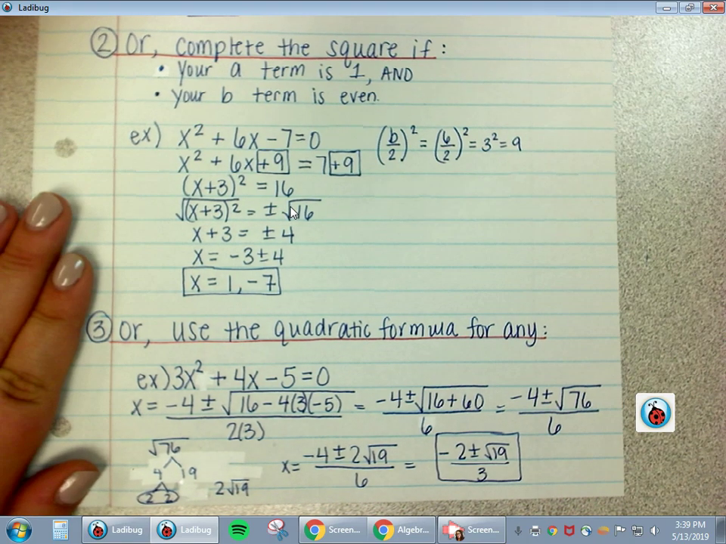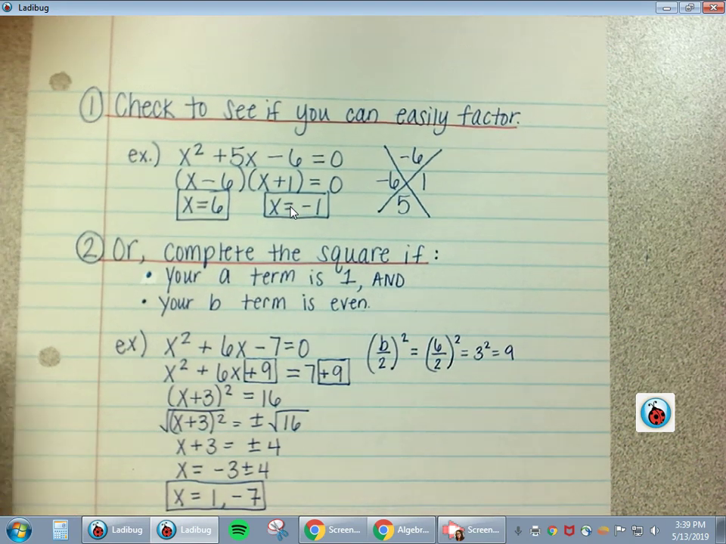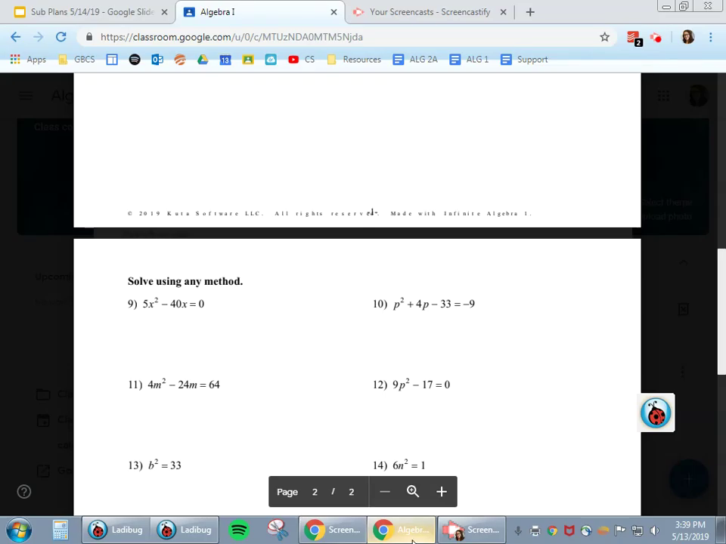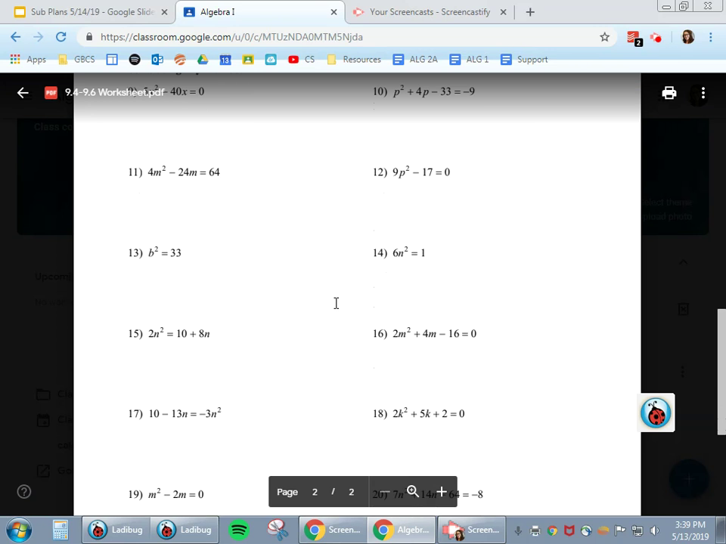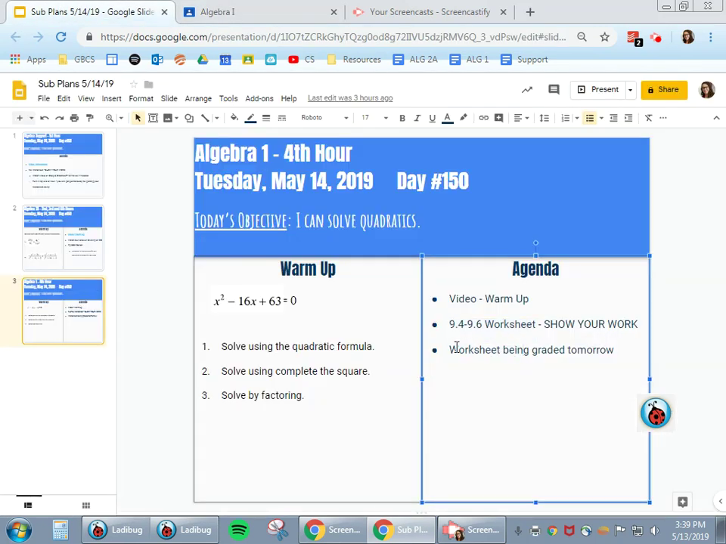So you can use this sheet that I'll post online to help you throughout the worksheet that you're doing. Again, this worksheet is what you're working on today. That is going to be graded tomorrow. So show your work on it, decide which way you're using, and write all the work on that paper, because we're going to look through it tomorrow. If you have no work, you're getting no points. I want to see what you're doing so we can look at it and move forward from there.